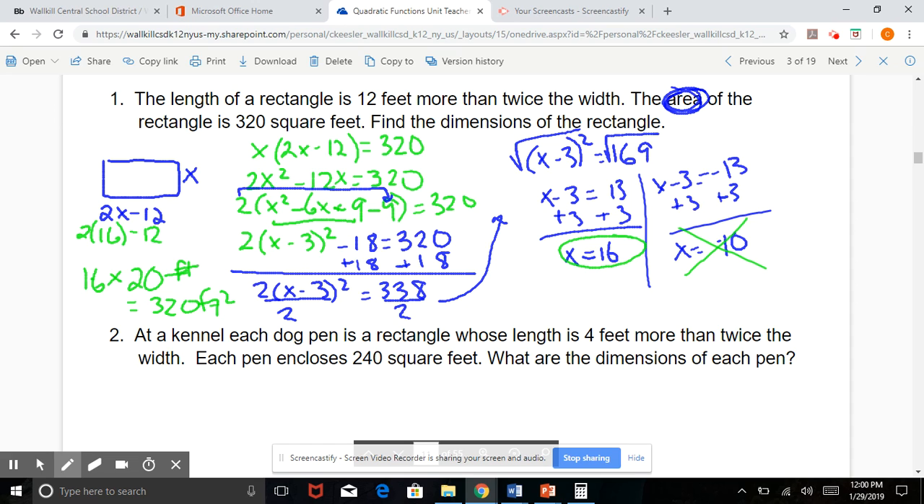Number 2 is extremely similar to number 1. Go ahead and try that one on your own. Have your teacher check your answer before moving on to number 3.